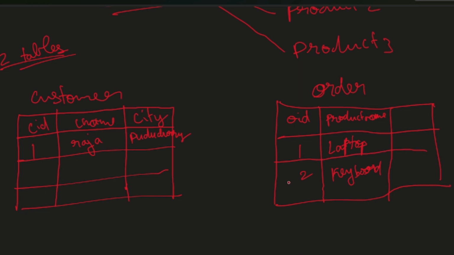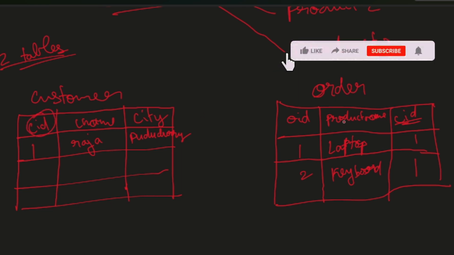And how do we connect these two products with the single customer record? We have a customer id here in this order table also. So we mention that Raja in the customer table is 1. Here also we connect with the customer id, which is the primary key there, and here it is a foreign key, and this is the relationship of these two tables.